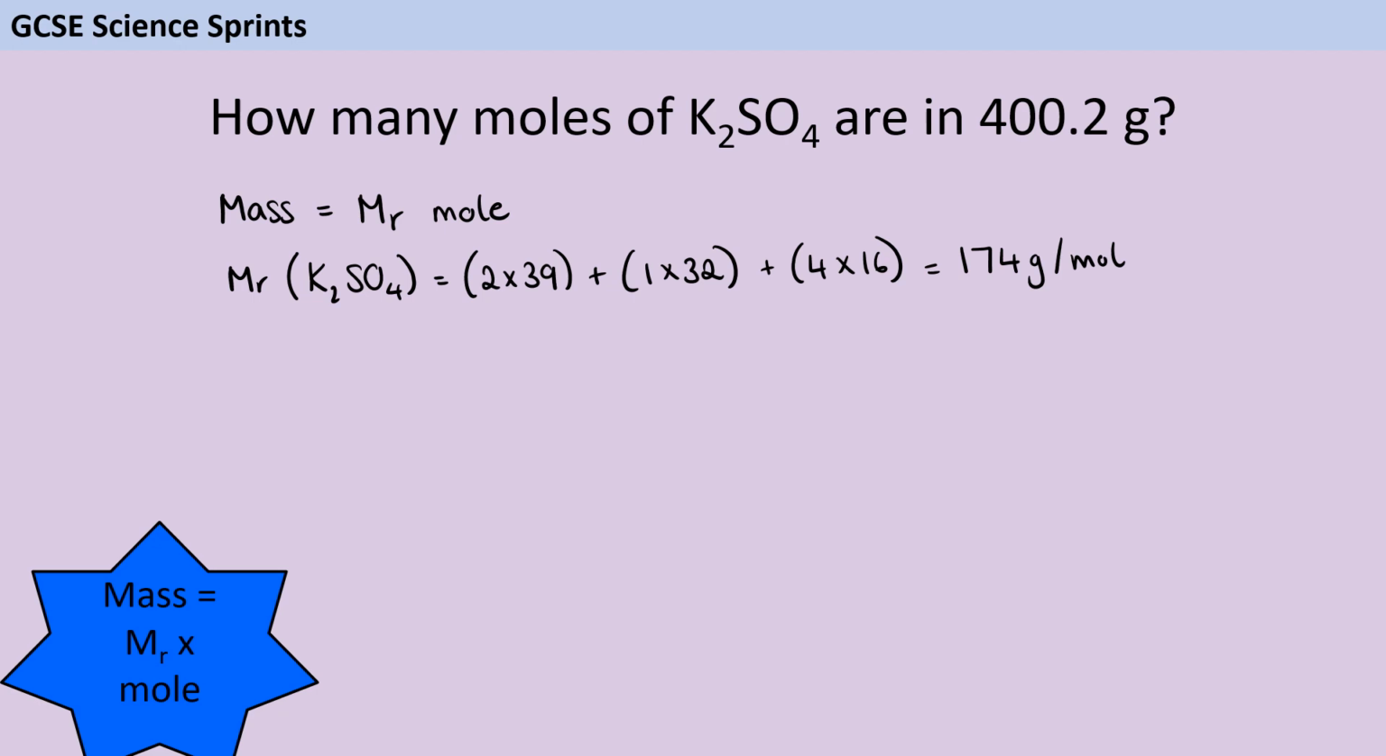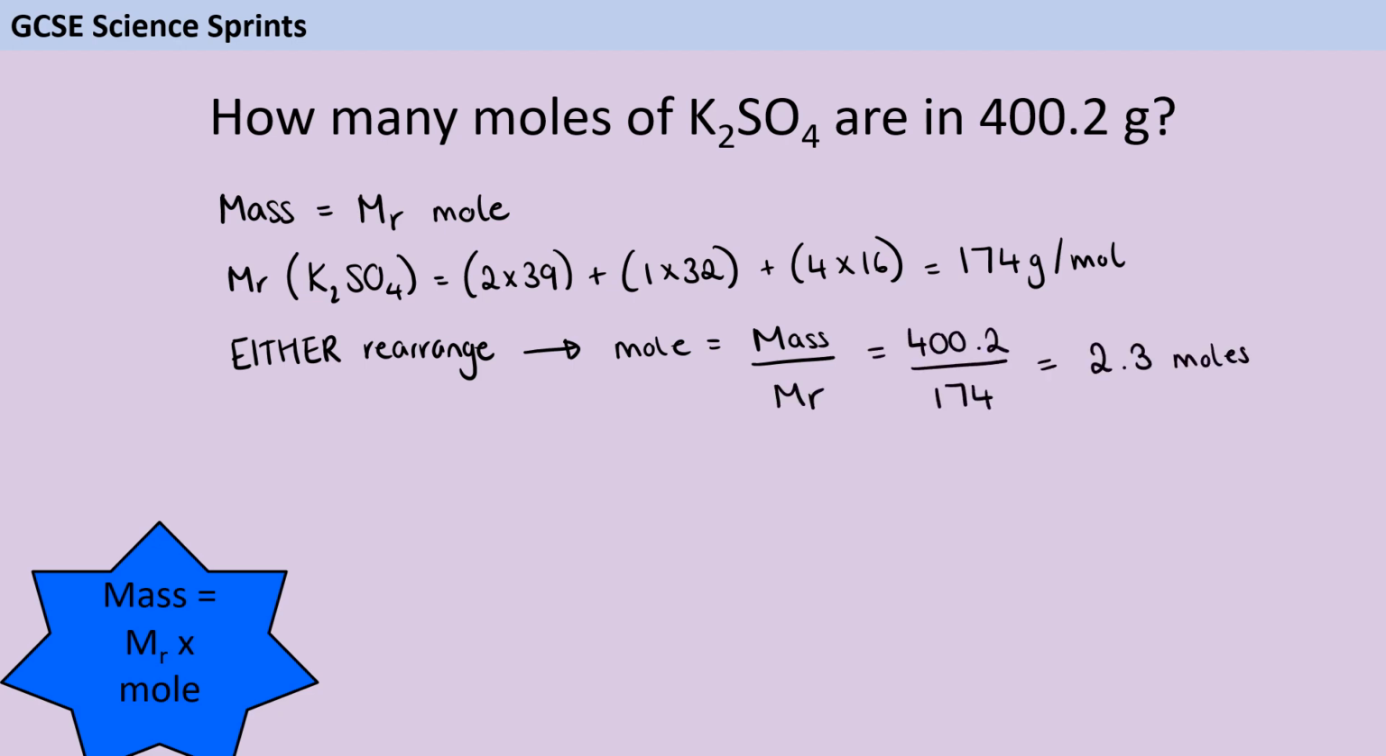And now you've got 2 options for how you can get to the number of moles. The first one is that you're going to rearrange the equation. So if you're confident doing this, then we need to get moles being the subject. So we need to divide both sides of the equation by Mr. And we get mass divided by Mr. So that's 400.2 divided by 174, which is 2.3. So that would be my final answer, and that would be absolutely correct.